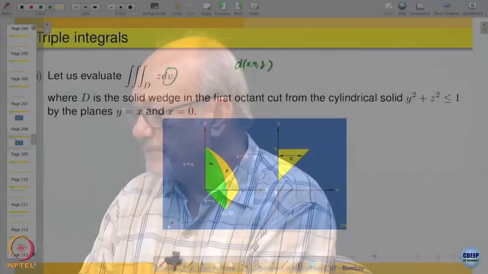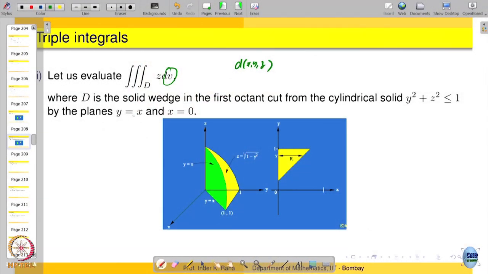And if you look at any point, y square plus z square is less than or equal to 1. At any point x, how do y and z vary? It is a circle, right? So, sections of the solid are circles, y square plus z square less than or equal to 1. Is that okay? Cylinder, you are able to visualize, okay?